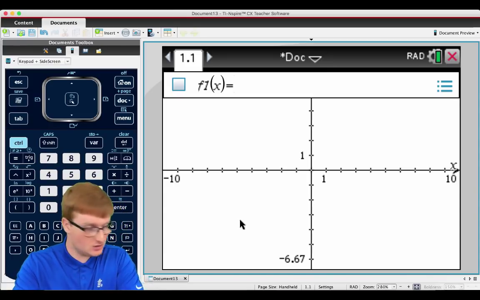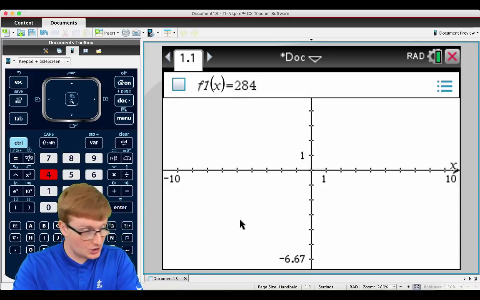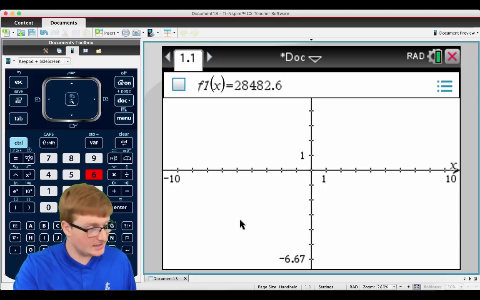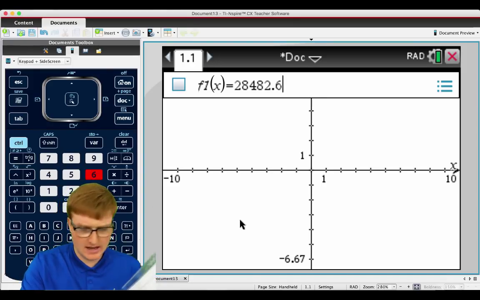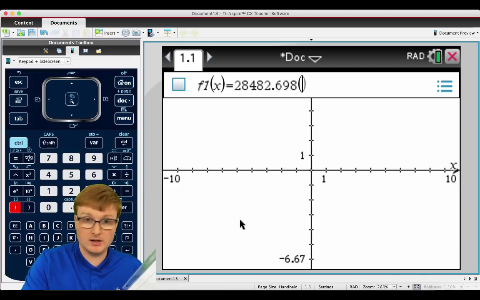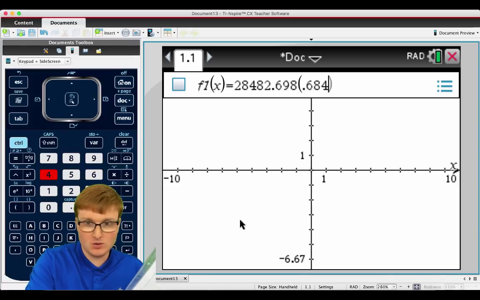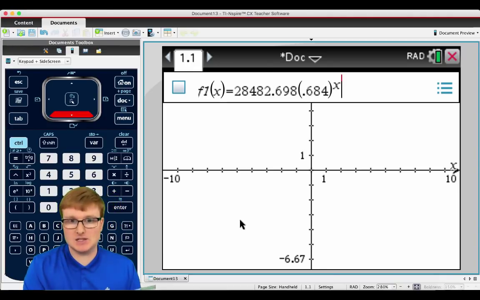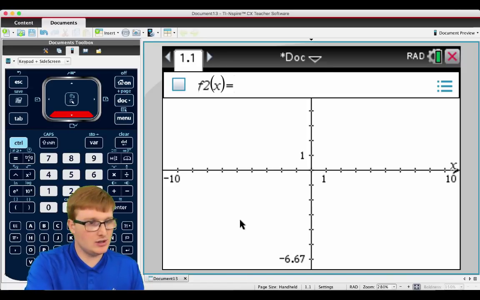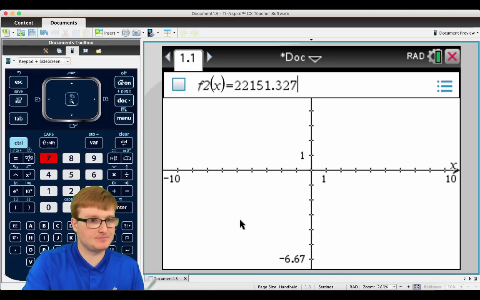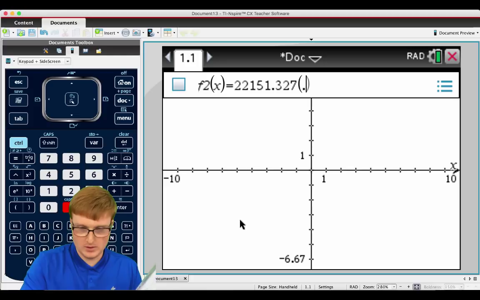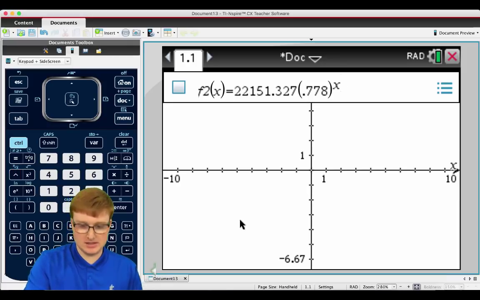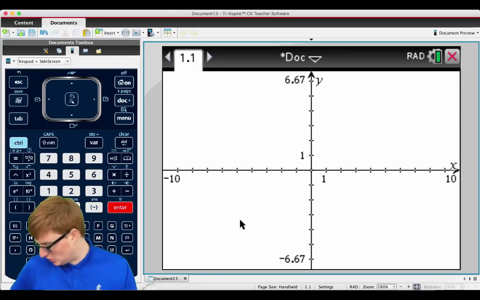So v of t is 28,482.698. Wow, this is a long one. Times 0.684 raised to the, okay, it's t, it has to be an x for the calculator for it to work. And this is 22,151.327 times 0.778 raised to the x power. Now the problem is you're not seeing it on the calculator because it's so big.